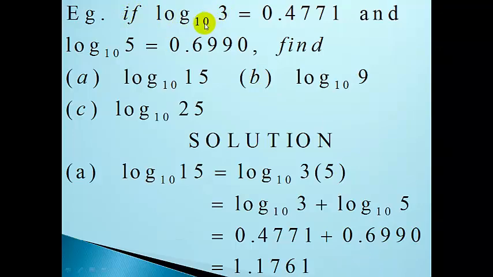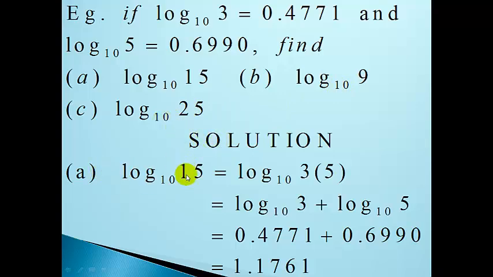Now let's look at this problem. If log 3 to the base 10 equals 0.4771 and log 5 to the base 10 equals 0.6990, find log 15 to the base 10, log 9 to the base 10, log 25 to the base 10. Now we look at the solution.